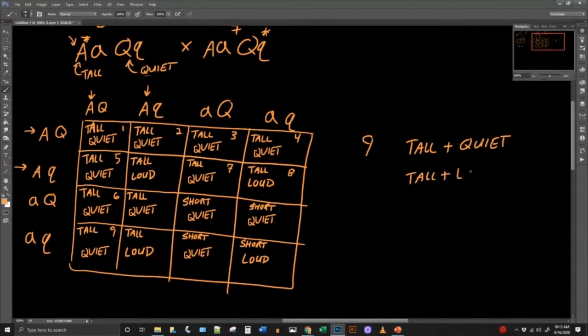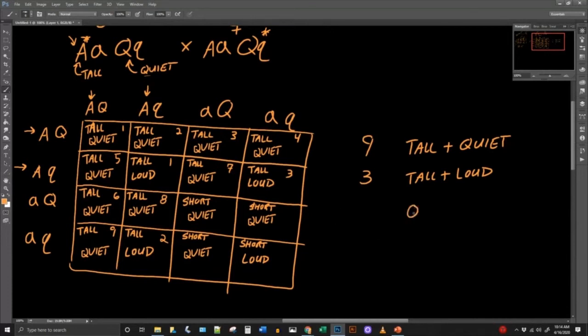How many tall plus loud? One tall loud? A little bit harder to find them now. Two tall loud? Ah, there we go. There's a third one, so that's number 8 over here. 3 tall loud. So there's 3 tall loud total.